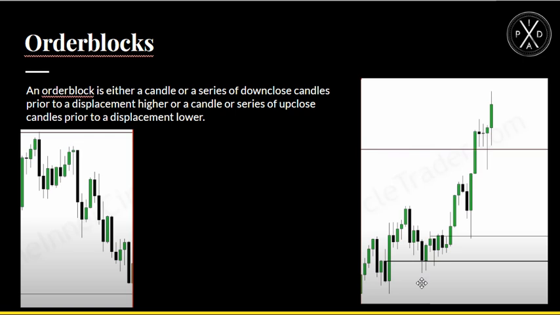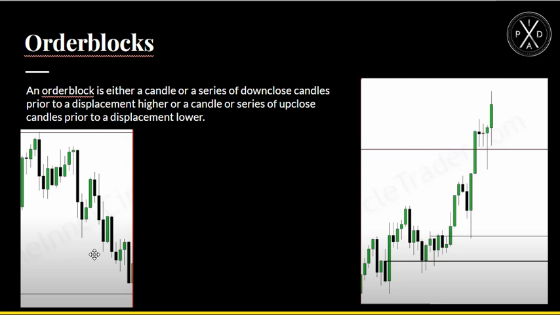And then similarly, as you can see, we have this down closed candle before this massive displacement higher, and then price comes lower. It hits that order block right here, and then price goes higher as a result of hitting that order block. So in future videos, we are going to look at more advanced ways of looking at order blocks and how we trade order blocks at IBTAX. But for now, this explanation will do.